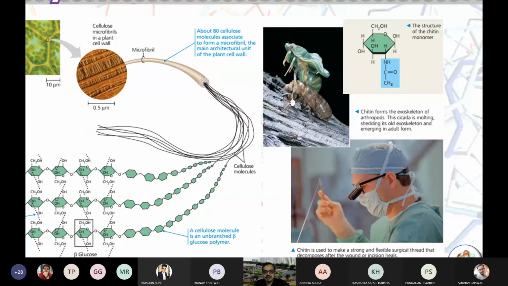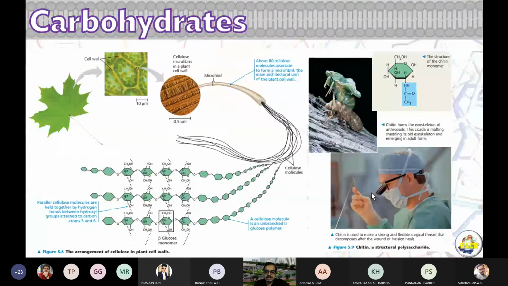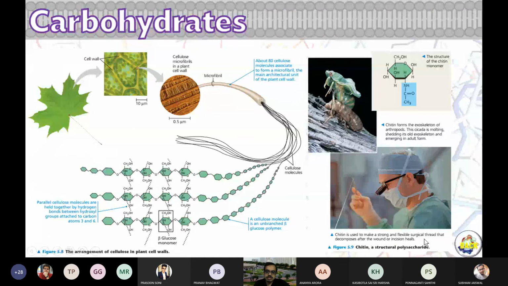Here is a cicada moth, one of the largest moths, coming out of its molting. It's actually shedding its exoskeleton. This is the old exoskeleton, which all contains chitin. Cockroaches, crabs, they all have their exoskeleton made up of chitin, and that's a very strong polymer. Often we use chitin as a surgical thread. Often we use silk, though silk is a protein, and sometimes we use chitin for the same purpose.